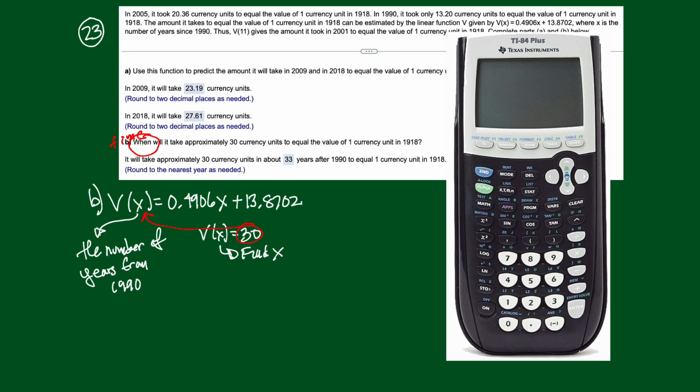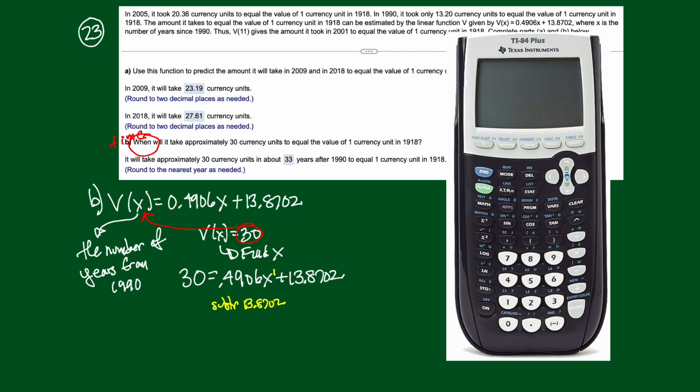So we're just going backwards now from what we did in part A. We're going to have 30 is equal to 0.4906x plus 13.8702. So let's solve this linear equation. I know it's a linear equation because the exponent on the x is a 1. I'm going to subtract this number here. First of all, I'm going to subtract 13.8702 from both sides. When I subtract it from the right side, it's gone.